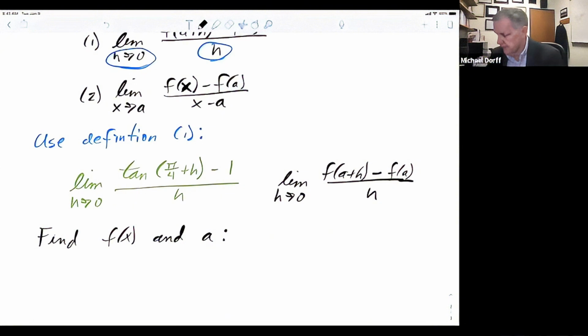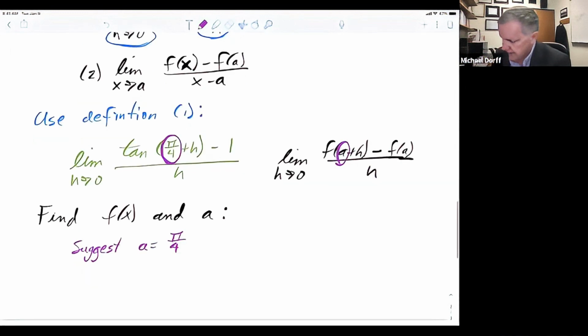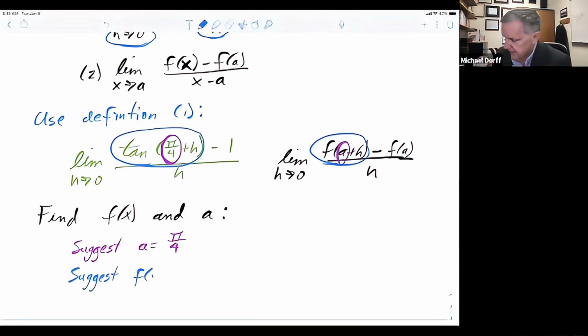That's our goal here. If I look at these, I see pi over 4 and I see an a there, and so that suggests a equals pi over 4. We're making a guess. We're not certain that this is what it is, but we're going to make a guess and then check it at the end. How about f of x? Well, I have the tangent here, and this is my f, so this suggests f of x equals tan x.